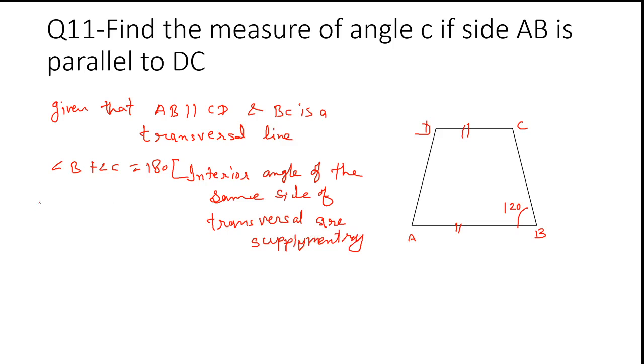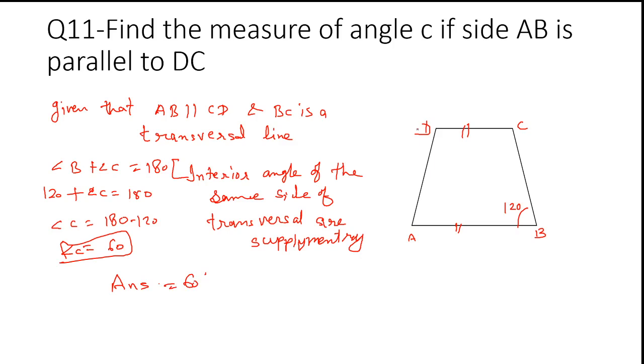So here B is equal to 120 degrees and C is unknown. So angle C we will write as it is. In this way, angle C is equal to 180 minus 120. So angle C is equal to 60 degrees. So what is the value of angle C? Angle C is equal to 60 degrees.